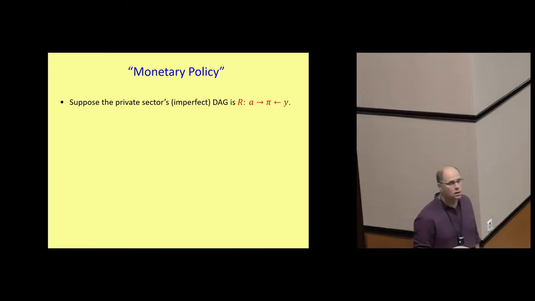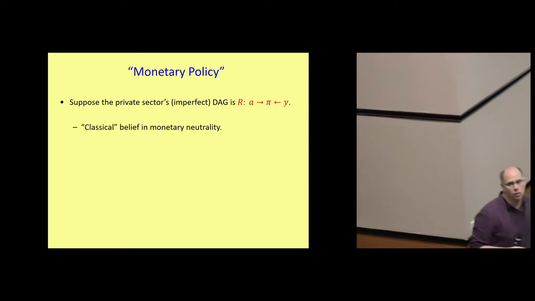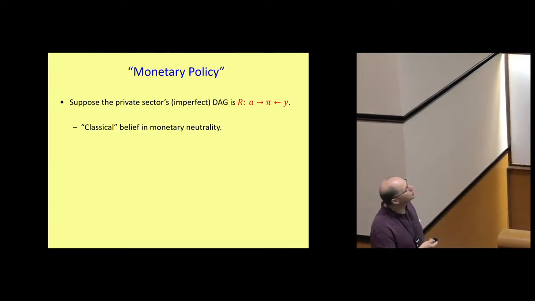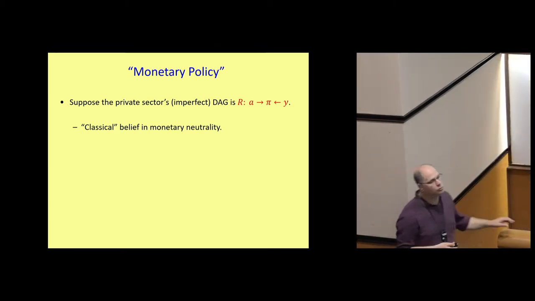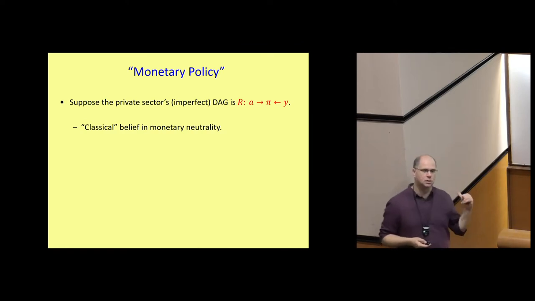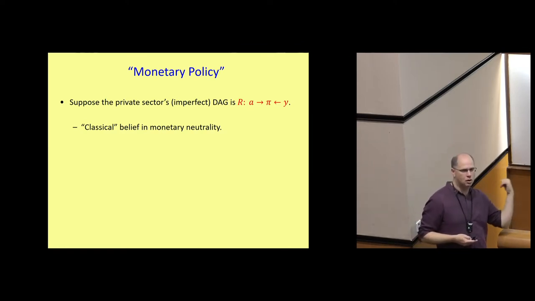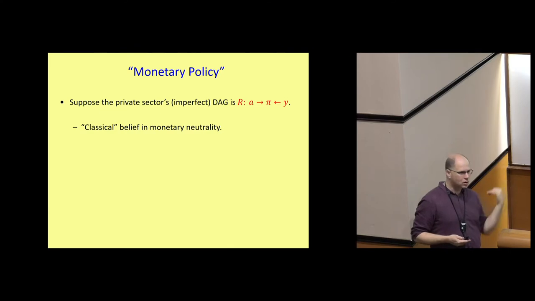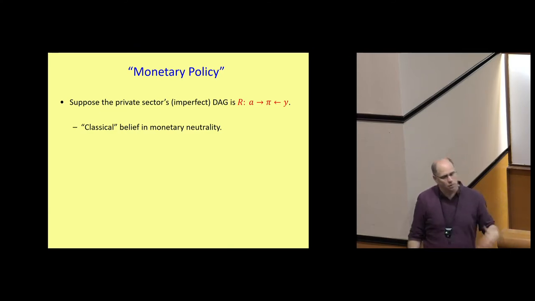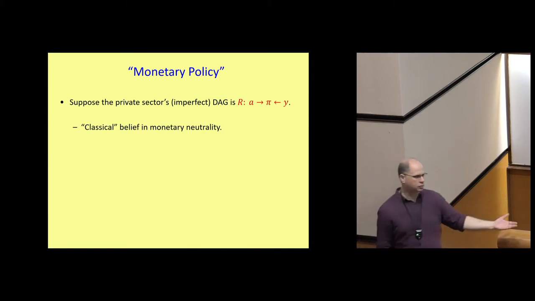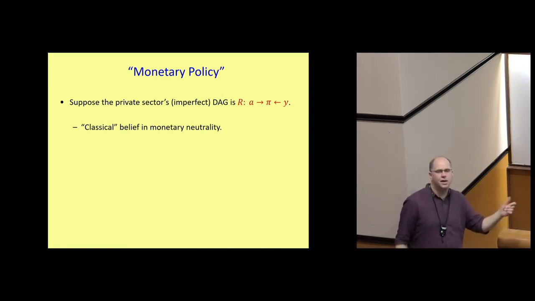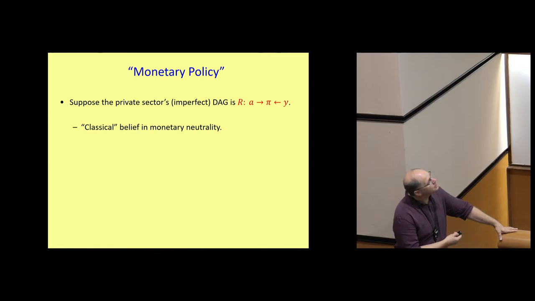It's a causal model. What is the interpretation of this causal model? Well, actually, in this context, it has a nice interpretation, which is a classical belief in monetary neutrality. Not new classical. New classical neutrality is just the argument that I've just given you, again going back to Phelps and Friedman, that, in principle, monetary policy can affect output, real output, but only via surprises, only to the extent that you can surprise the private sector about inflation.